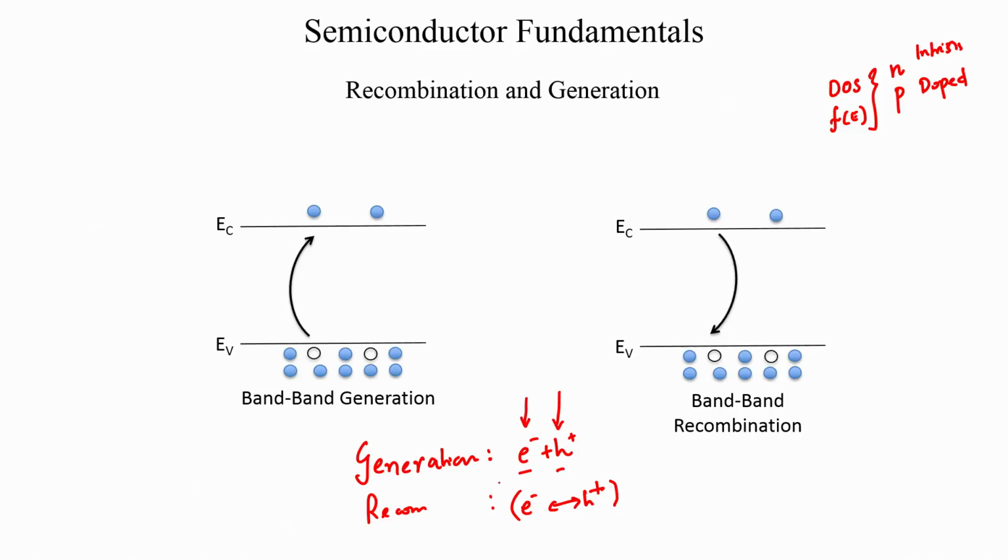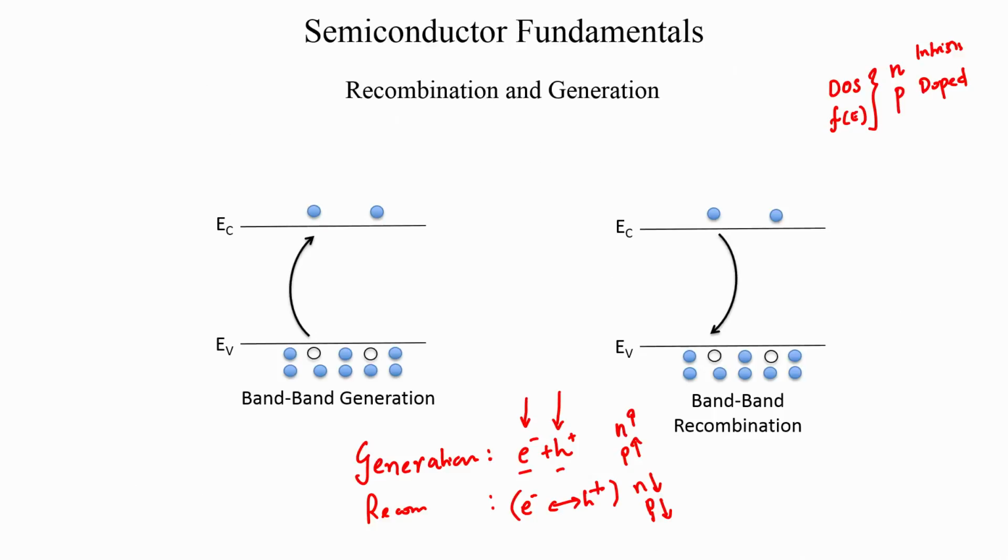So generation essentially increases n and p, because you have created an additional electron and a hole in the conduction and valence bands respectively, whereas recombination lowers n and p, because you are taking carriers that were free and recombining them to form a neutral species, and therefore you are dropping down in the carrier count. So let us look at some of the basic mechanisms of carrier generation and recombination.